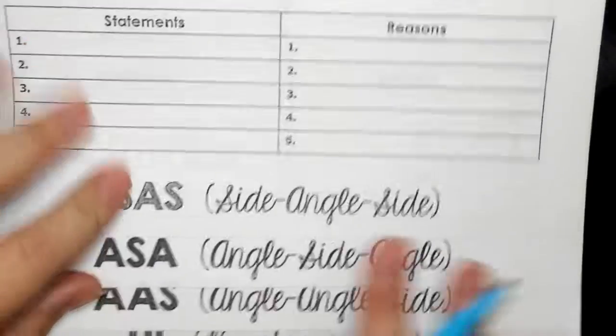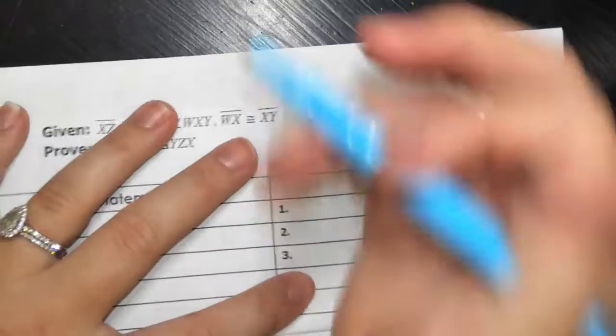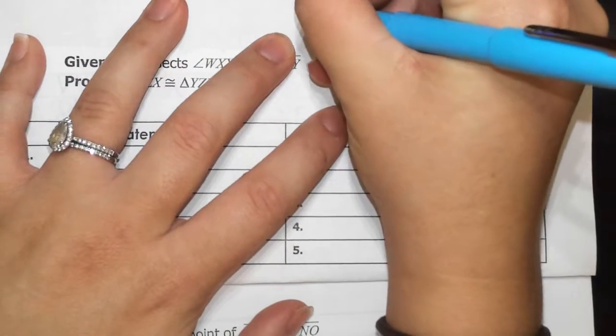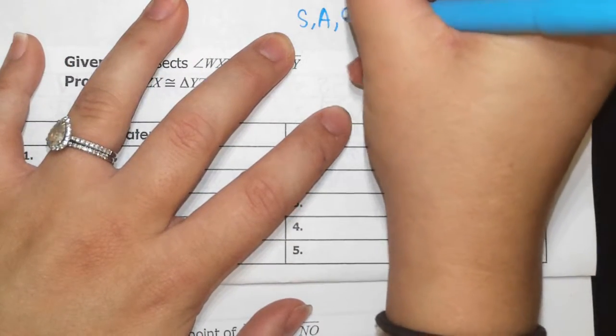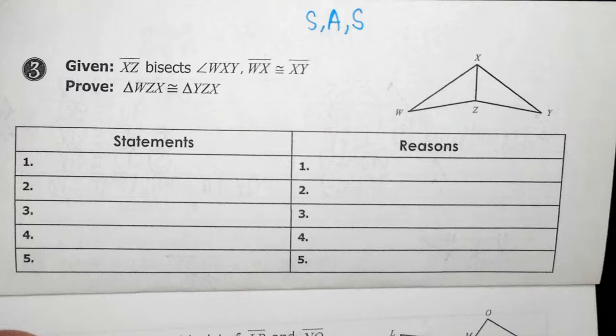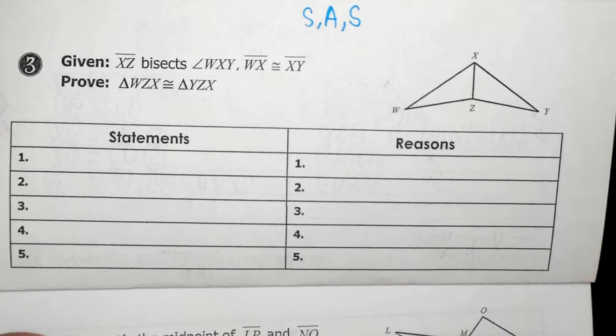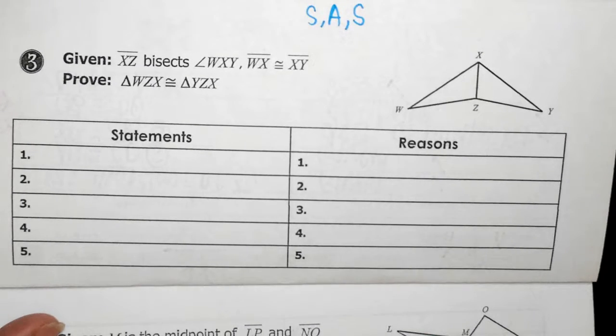SAS, okay? So, from here on out, or on these 2, we're using S, A, and S. So, I'm not looking for 3 sides. I'm looking for 2 sides and an angle. Are y'all with me so far?